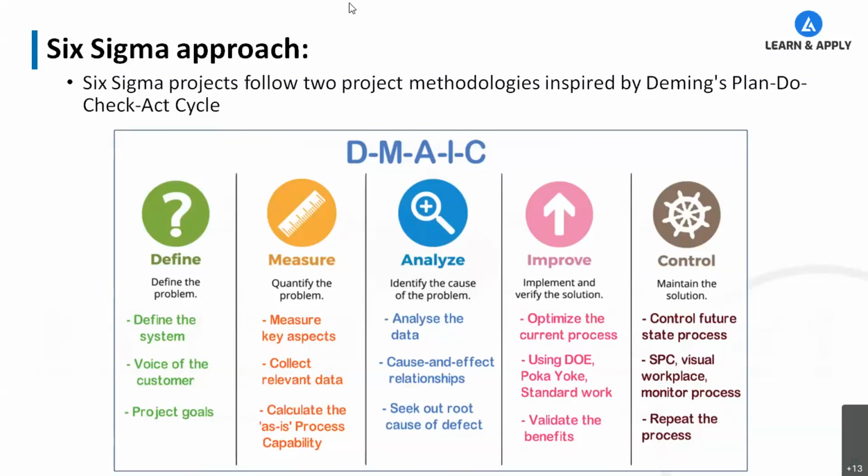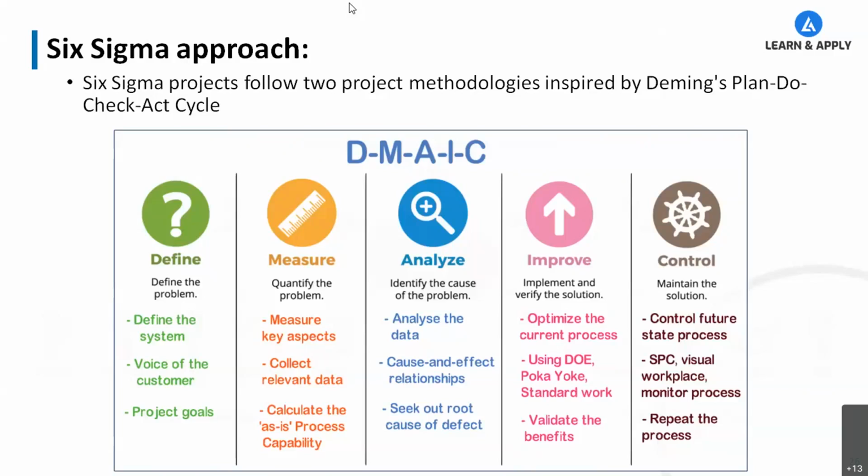Then it's improve. We have to implement the solutions and verify those solutions. In this we optimize the current process. There are multiple tools which we use, like DOE, FOCIOK or standard work. And the aim of improve is that with all these tools we are validating the benefits that we are getting from this implementation.